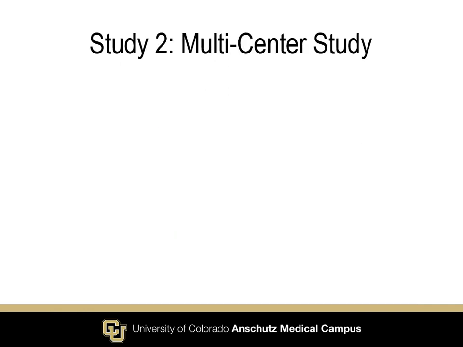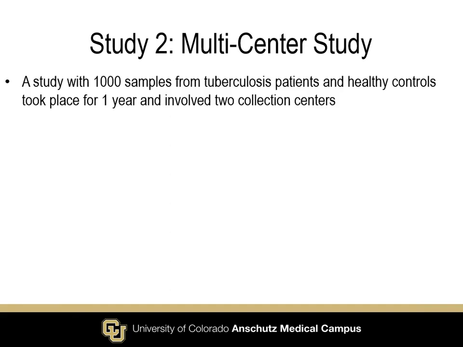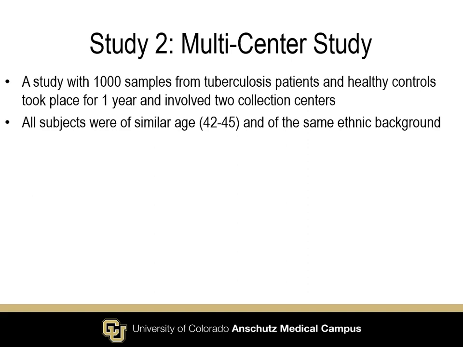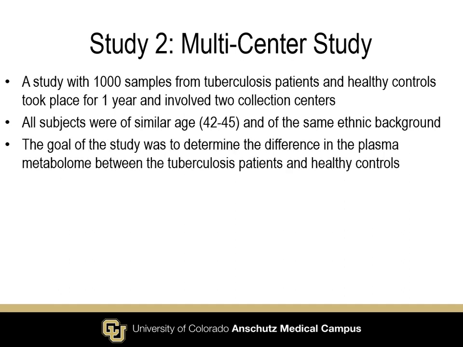So now we have study 2, which is a multi-center study. We have a study with 1,000 samples from TB patients and healthy controls also. And this was a 1-year experiment, and it was from 2 different collection centers. Everyone was from the same age range and the same ethnic background, so that was very well controlled for. And the goal of the study was to determine the difference in the plasma metabolome between the TB patients and the healthy controls.